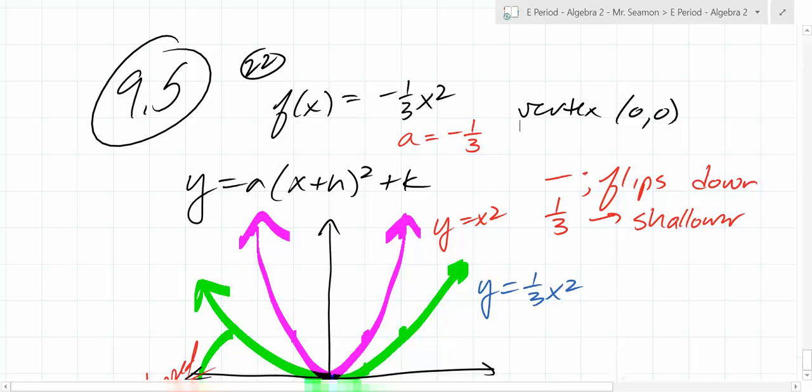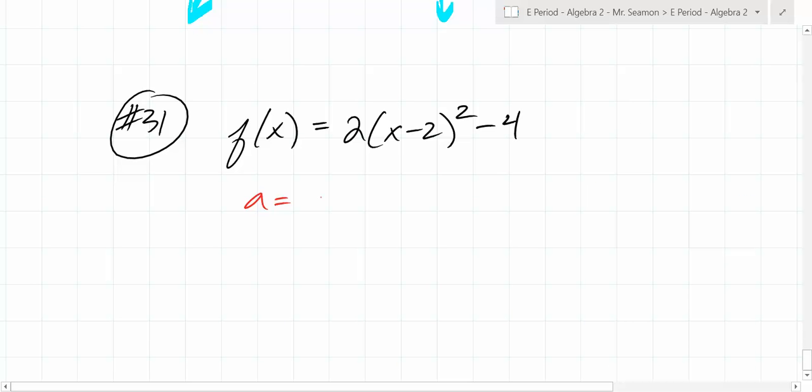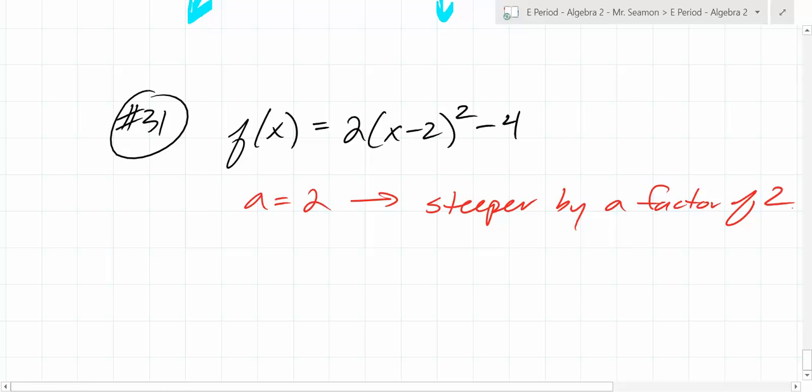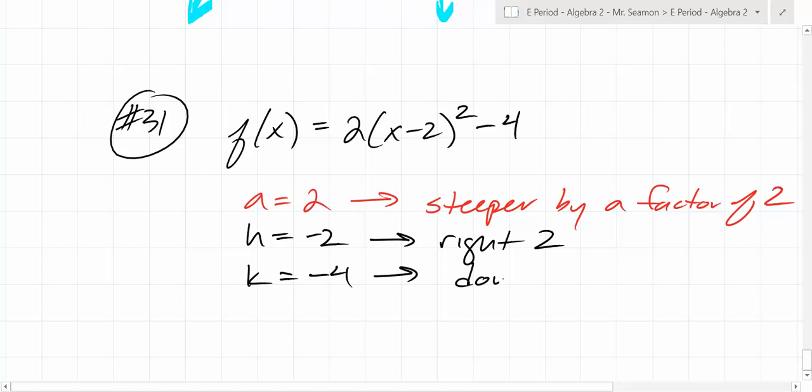Okay, another one. So what's the A value in this one? 2. And what does that mean? It means steeper by a factor of 2. So effectively all of the y values get doubled. And what is the h value on this one? We say h is negative 2, and remember it's the opposite, so what does that mean the whole graph is going to do? Right 2. And then what is the k value on this one? And what does that mean? Down 4. And as long as you do A first, you're good to go.